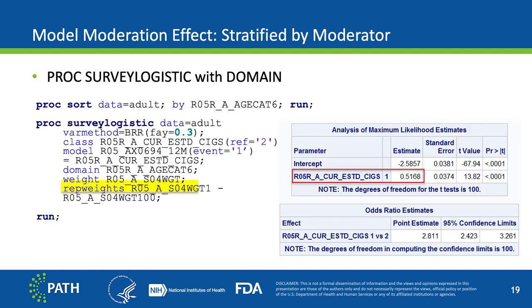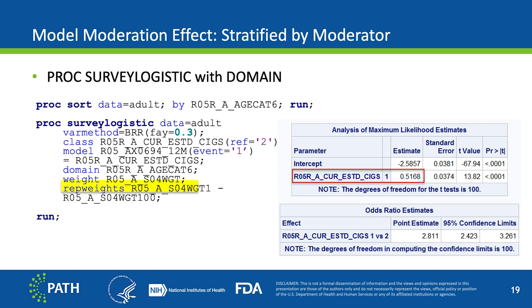Let's first look at the approach that is stratified by the moderator. What you need to do is run separate models for each age category. How do we do that? We will use the domain statement within the survey logistic procedure. You can see here, for the model setup, we have our outcome and the predictors, and the way we run each model for each age category.